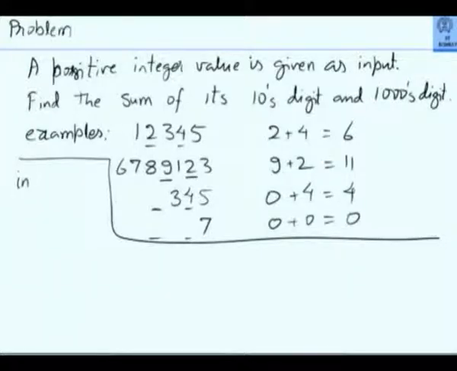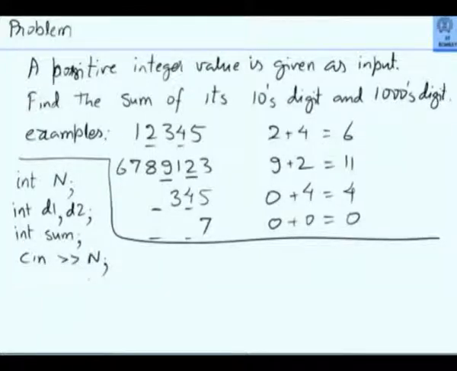So we will define int n, that is required. Anything else is required? Int, let's say d1, d2, and also I will require int sum, because I want to find out the sum. Now I start by saying cin n. Of course, normally you will say cout, please give the value of n, etc. So this is the number given.